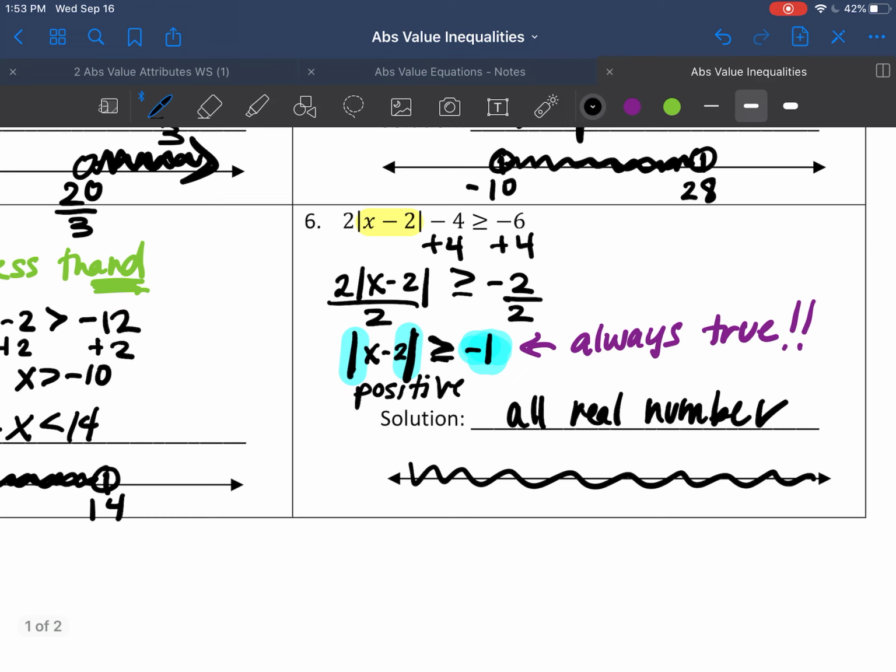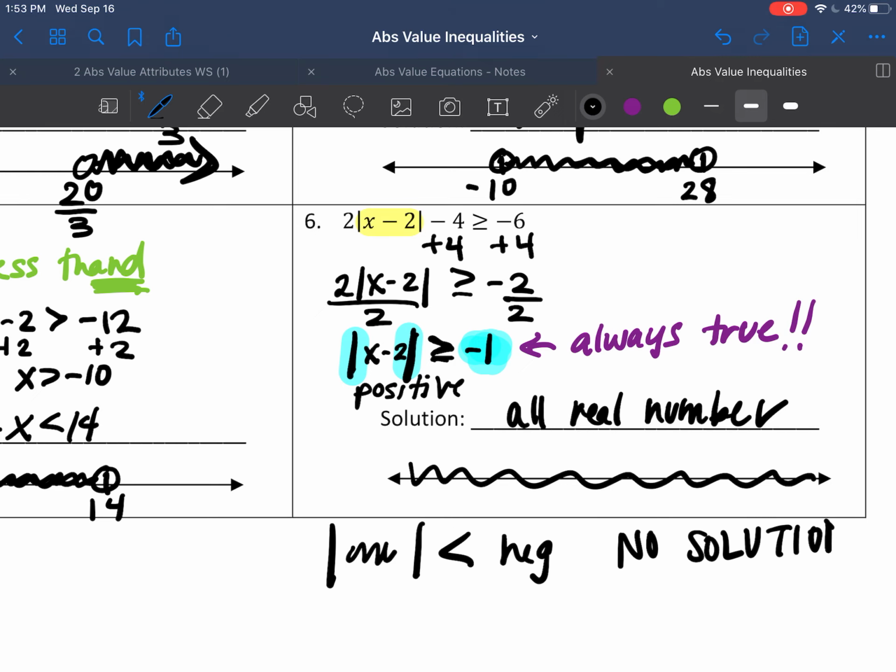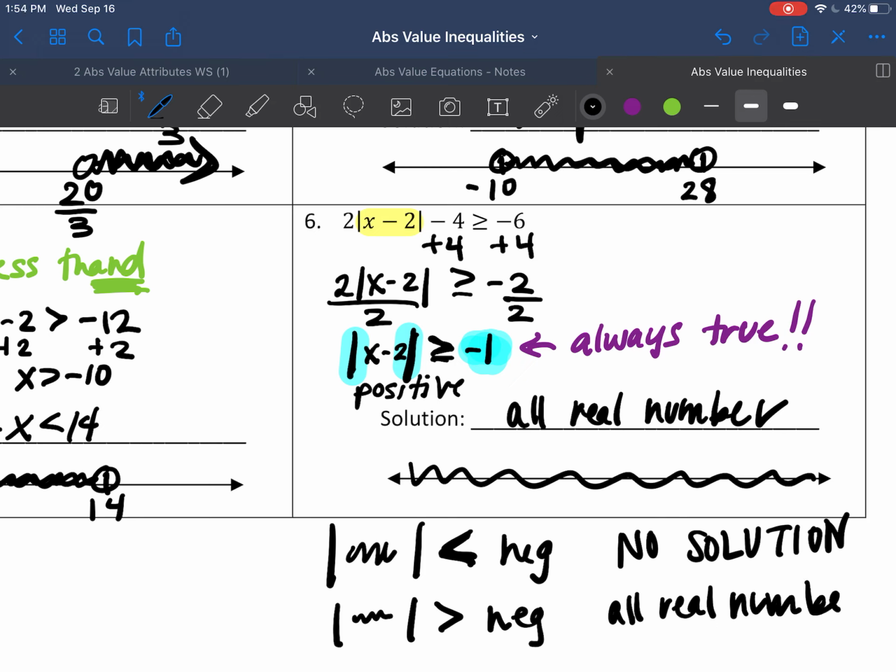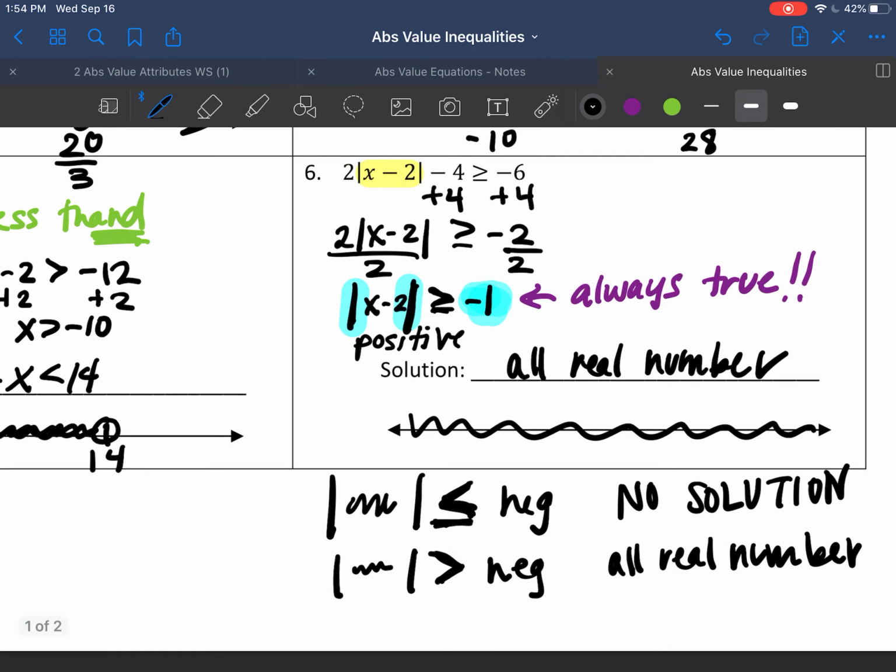Okay, if I had the situation, whatever's in here, less than negative, no solution. Absolute value will never equal negative. It will never be less than negative. If I have absolute value greater than negative, all real numbers. And so this includes negatives, the equals. You can't be less than or equal to, you must be greater than a negative. And then you can have all real numbers.